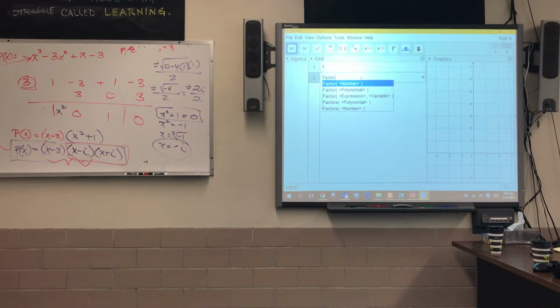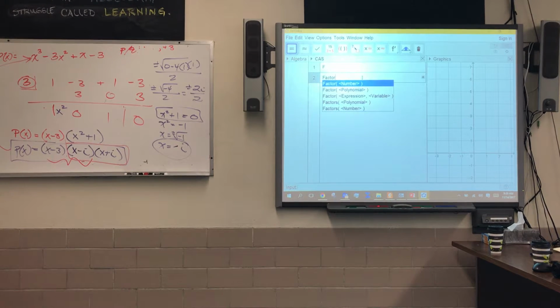When I hit factor, I get some options telling me the things I can factor. I can factor a polynomial, or I can factor an expression in regards to a particular variable. That's the one I want here. So it tells me the order I have to type in: my expression, then a comma, then what variable I want it to factor in regards to.